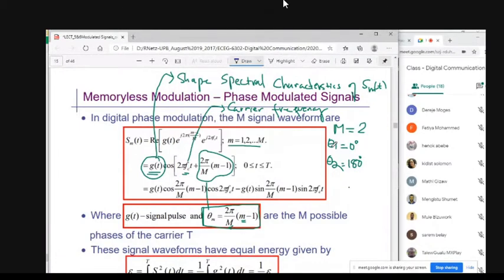Actually, what is more important is the phase difference between theta 1 and theta 2 should be the same. Otherwise, well, you can start with any degree, theta 1 could be any degree alpha, so that theta 2 would be 180 degree plus alpha. So what is more important is that the difference between theta 1 and theta 2 should be 180 degree.